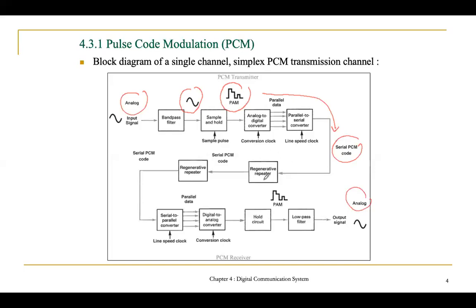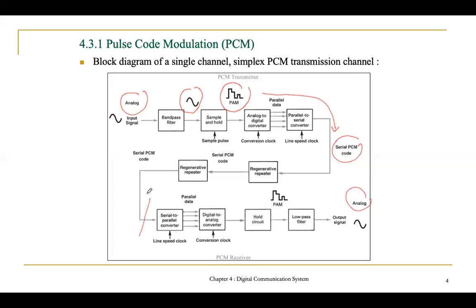The output to the transmission line is serial digital pulses, and then you have the regenerative repeater. The function of the regenerative repeater is to regenerate the digital pulses. Okay, so over here these are digital pulses. The function of this is to regenerate the pulses. Same for this one, until it reaches this part.